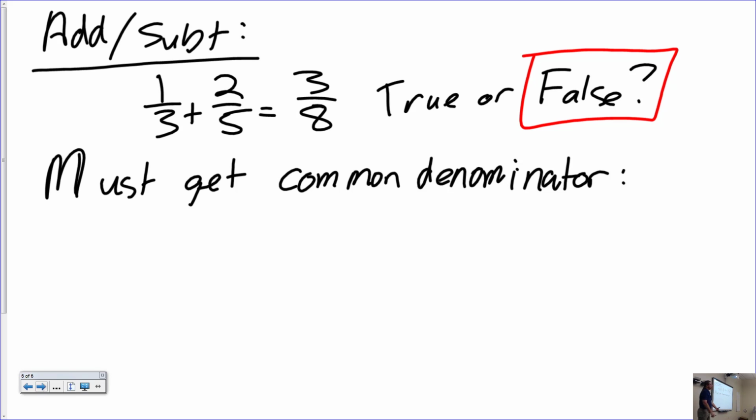Alright, so what would I do in order to add 1/3 and 2/5?